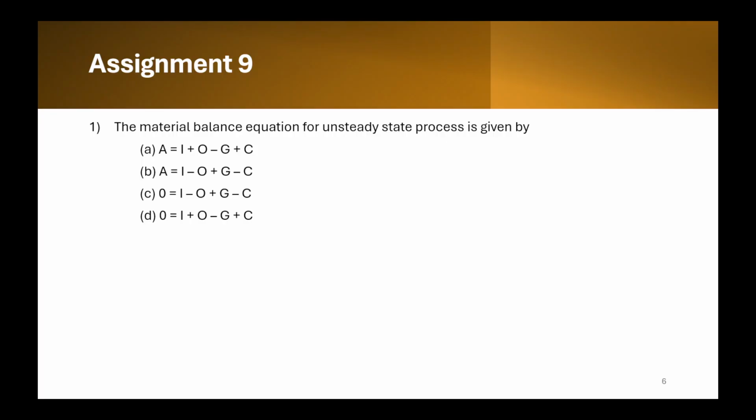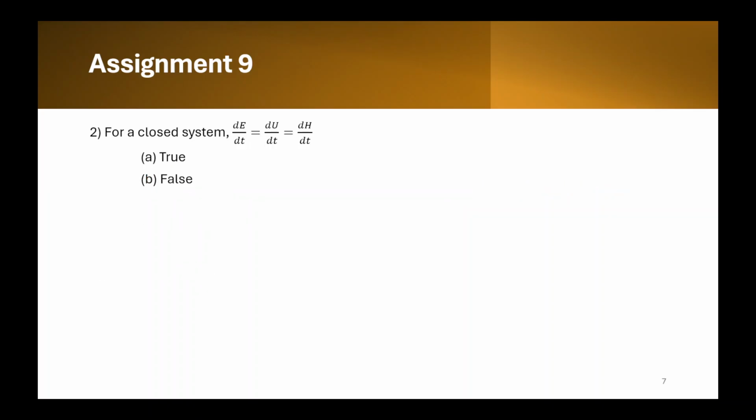The first question is: the material balance equation for an unsteady state process is given by which option? We know from previous knowledge that accumulated is equal to input minus output plus generated minus consumed. So I guess this is the correct option here. Next question: for a closed system, dE by dt is equal to dU by dt is equal to dH by dt. Is this true or false?